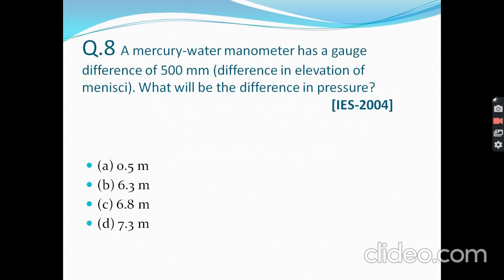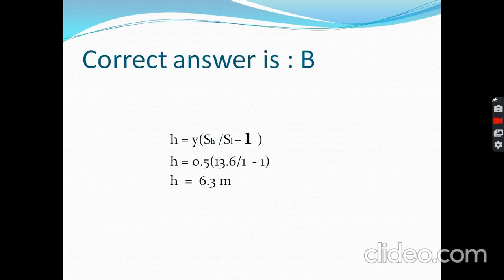Question 8. A mercury water manometer has a gauge difference of 500 mm. What will be the difference in pressure? Option A 0.5 meter, option B 6.3 meter, option C 6.8 meter, option D 7.3 meter. So the correct answer is B.